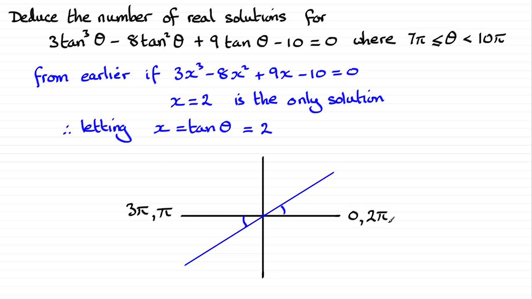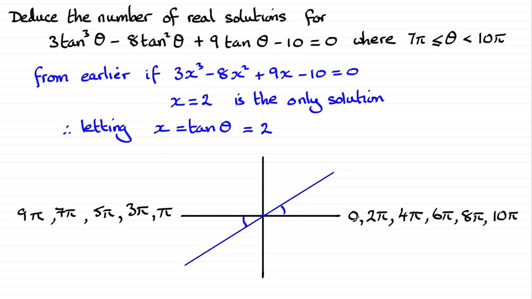Now if I was to keep this up, on this side I've got all the even multiples of pi. So in other words, you've got 4 pi, 6 pi, 8 pi and 10 pi. Whilst on this side you've got all the odd multiples of pi. So working back, we've got 3 pi, 5 pi, 7 pi, and 9 pi.